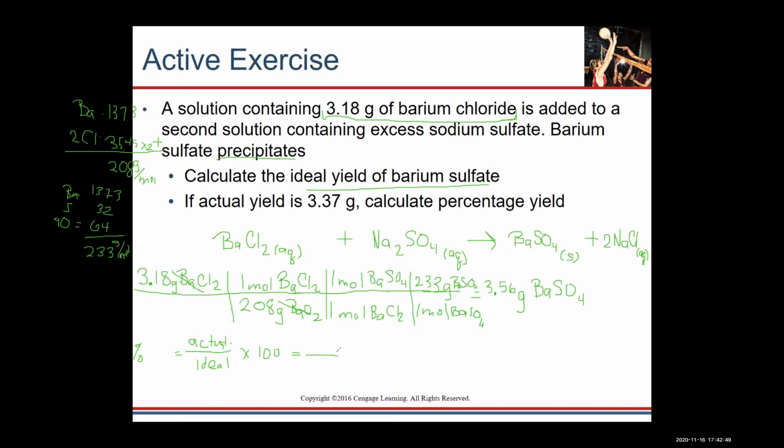Doc, please, which one is ideal? You tell me which one is ideal. The ideal would be 3.56. Yes, it's what we figured out through stoichiometry. An actual is what we got via experiment, or what they tell you the actual is. So what is the actual? 3.37 grams. Multiply that by 100, and what do we get? 95.